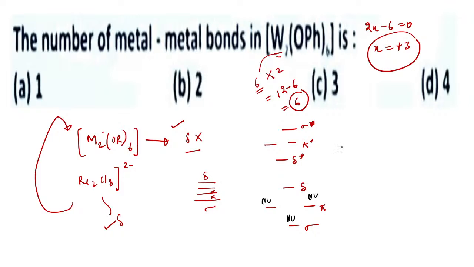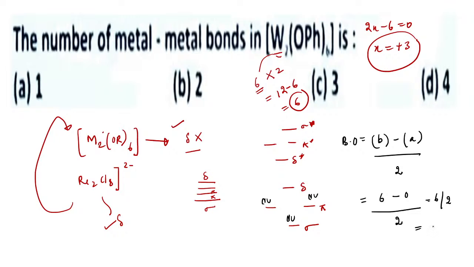We have to find out the metal-metal bonds. Metal-metal bond is basically bond order, and bond order is the number of electrons in bonding minus the number of electrons in anti-bonding, divided by 2. The number of electrons in bonding is 6, the number of electrons in anti-bonding is 0, and divided by 2, so 6 divided by 2 gives you 3. So bond order is equal to 3. So the correct answer is option C, that is 3.